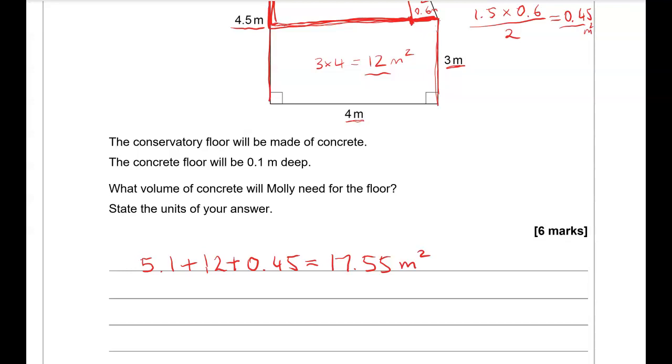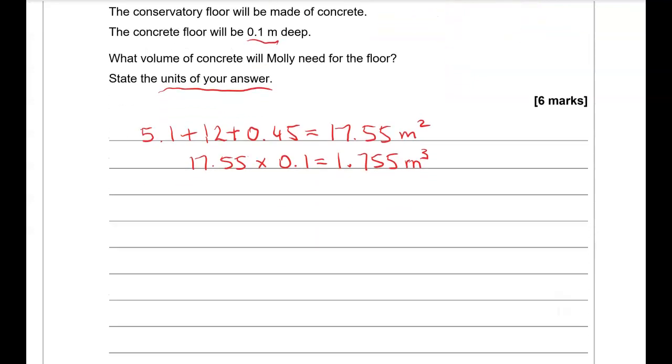Now we've got the area. If we multiply it by the depth, we should get the volume of the concrete. So 17.55 times 0.1 gives us 1.755. That is cubic meters, because we need to state the units in the answer as well.